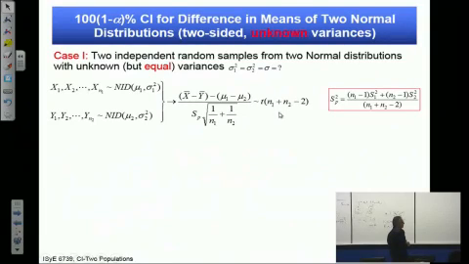It's a typo here. Okay, so based on the sampling distributions, this ratio, which is the sample average difference minus the population mean difference, divided by the standard error, follows a t distribution with n1 plus n2 minus 2 degrees of freedom. And this is basically the pooled estimator.